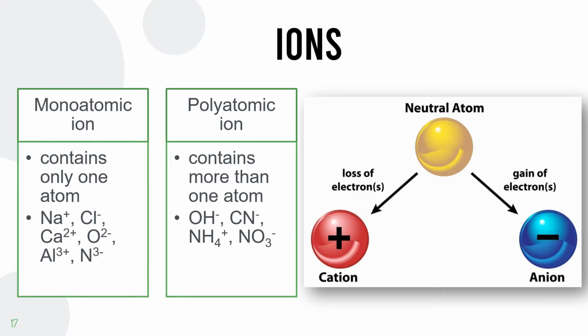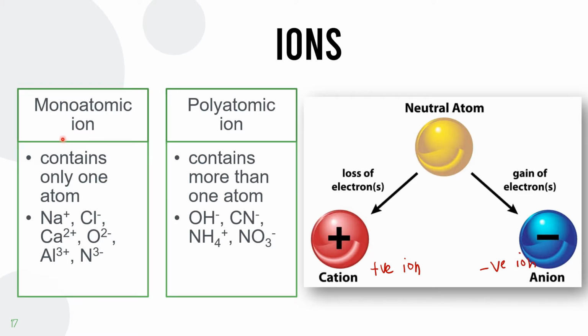Next, we move to ions. There are two types of ions: cation and anion. Cation is formed when the neutral atom loses its electrons. So when the neutral atom loses its electrons, we get a cation. What is a cation? A cation is a positive ion. And when the neutral atom gains some electron or electrons, we form an anion, which is a negative ion.